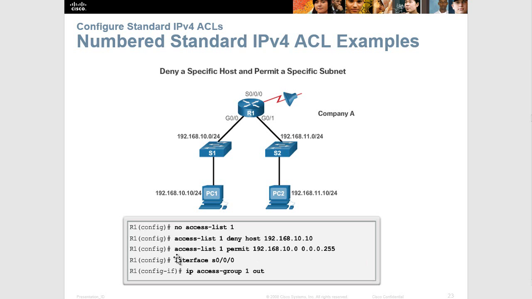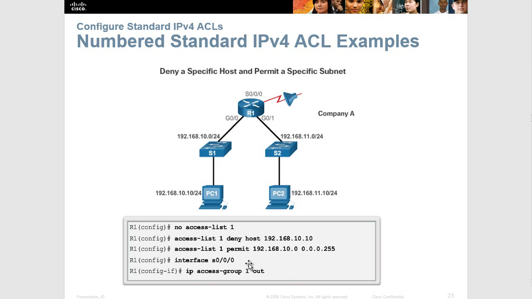Okay, so we deny this host, all right, and then we permit everything else from the network. Also, remember there's an implicit deny at the end, which means, well, we're going to permit everything in this network but this host and deny basically everything else. Okay, because at the end we don't have to type it in, but there's a deny any statement. Deny anything. Okay, so that's what we got here.